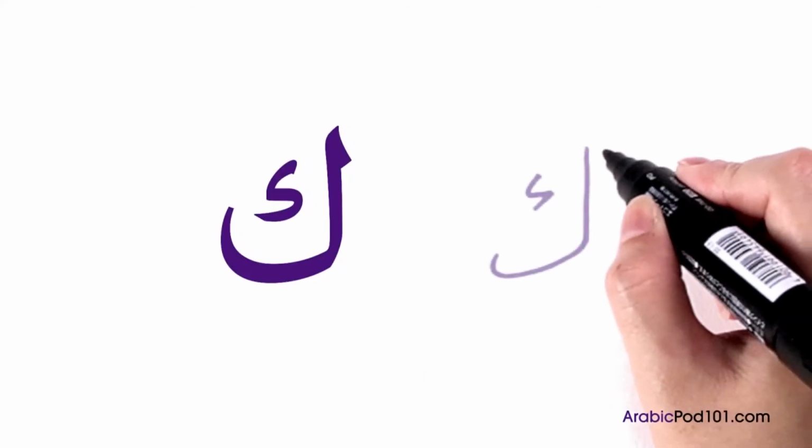The first letter we're going to learn today is Kaf. The Kaf is pronounced just like the English K. Here's how to write the isolated form. Kaf.